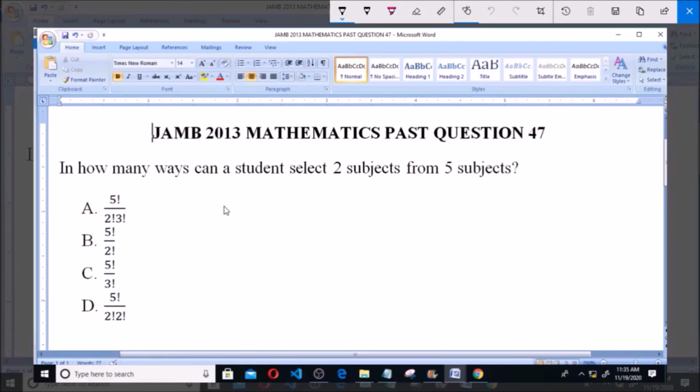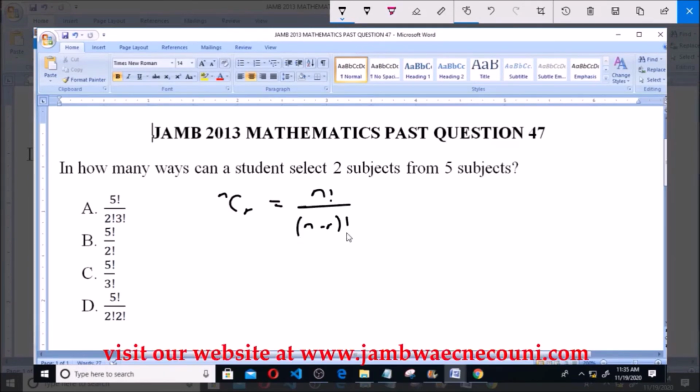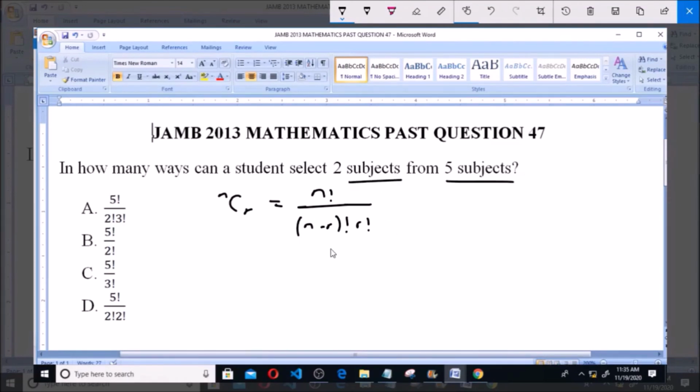We know that n combination r is given as n factorial all over n minus r factorial multiplied by r factorial. Now, we're asked in how many ways a student can select 2 subjects from 5 subjects. That means 5 combination 2, because you're trying to select 2 subjects from 5 subjects. So that's 5 combination 2.